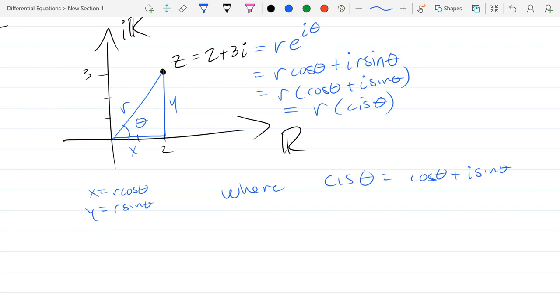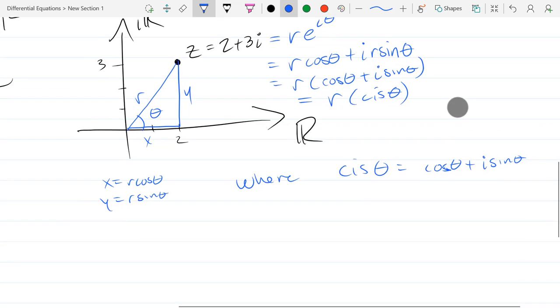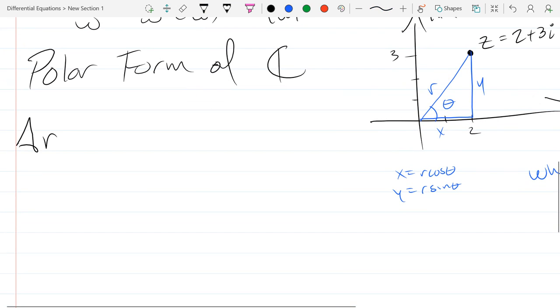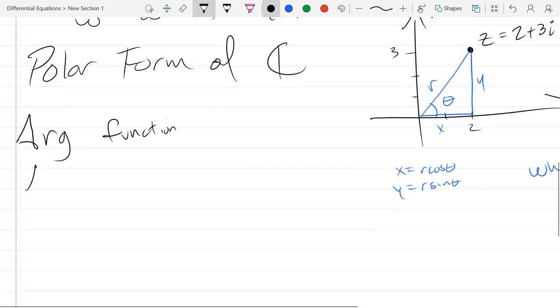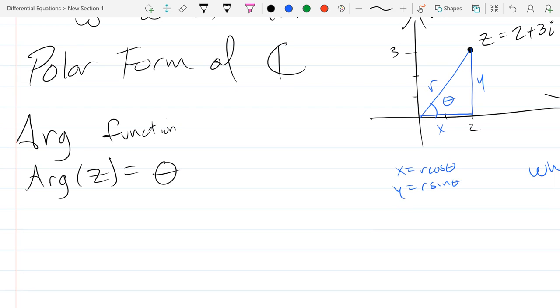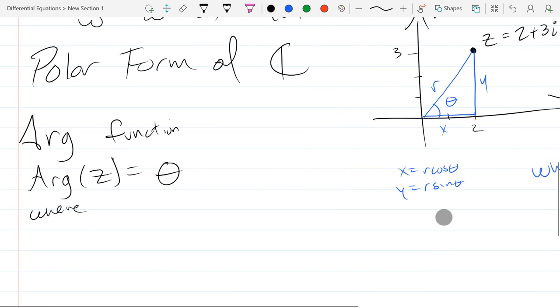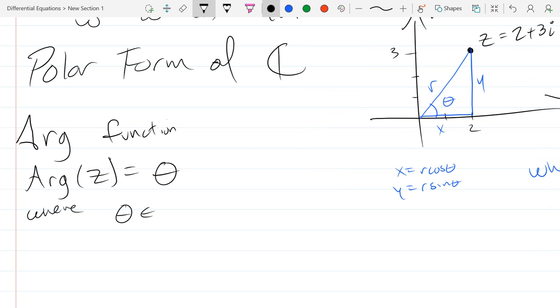Now, a new function your book will use is the arg function. And I'll write that on the left. So what arg does, it just grabs the angle theta, where theta is going to be between 0 and 2 pi.